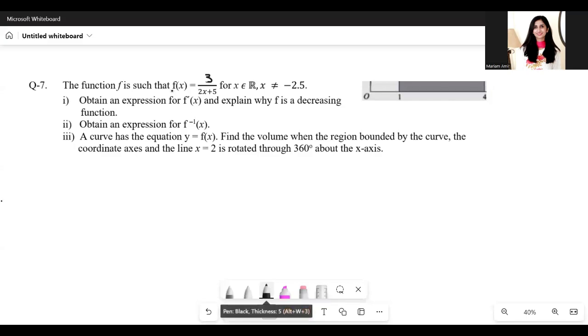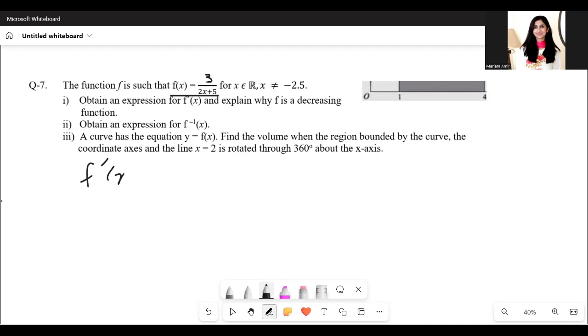Function f is such that f(x) equals 3 upon 2x plus 5, for x an element of the real numbers and x not equal to minus 2.5. Obtain an expression for f prime x. That means the derivative of f(x). So f(x) is 3 over (2x plus 5). If I bring up the denominator, it becomes 3 times (2x plus 5) to the power minus 1.